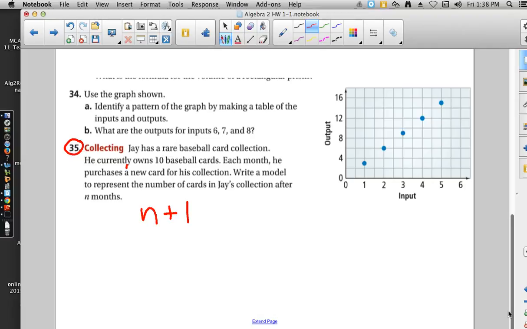But this formula right here will tell somebody what he'll have after the first month. And once they find the first month, they can just keep adding 1 and keep going. So this would be an easy way to show that, hey, he's purchasing a new card every month, and you've got it.